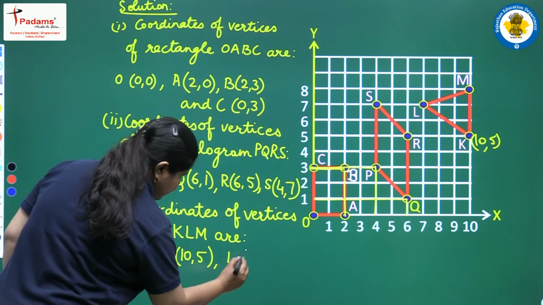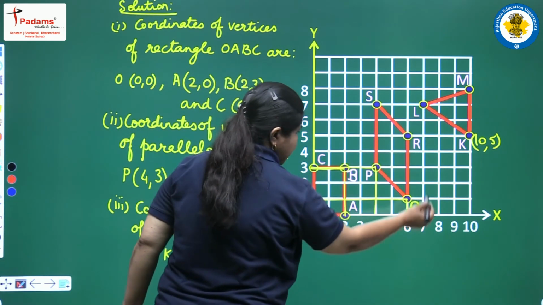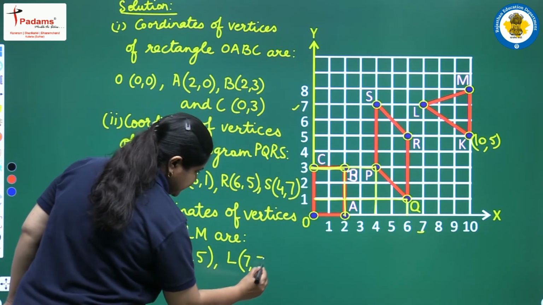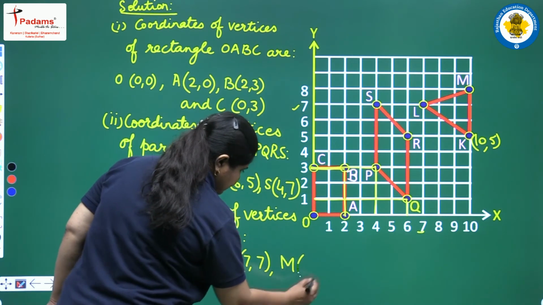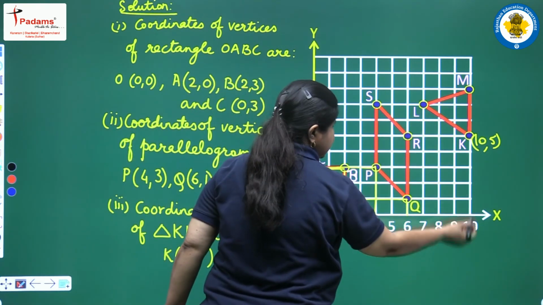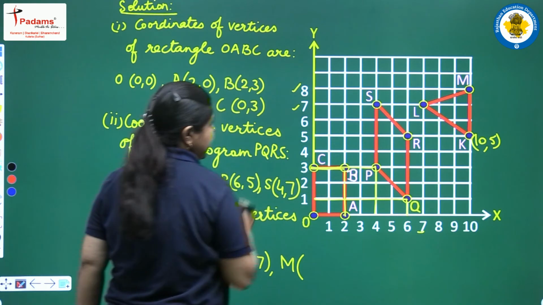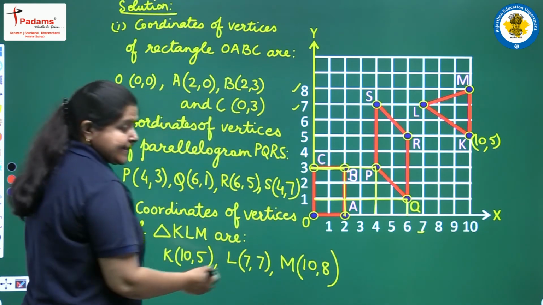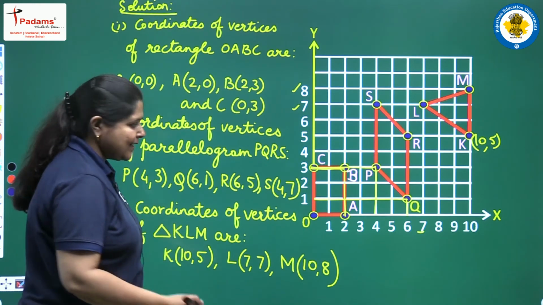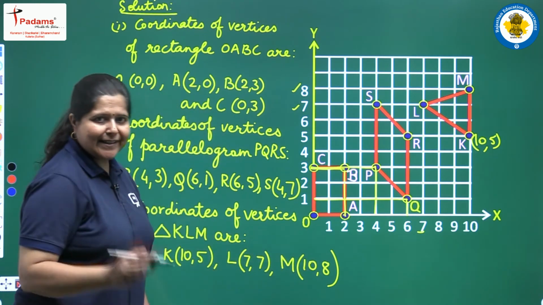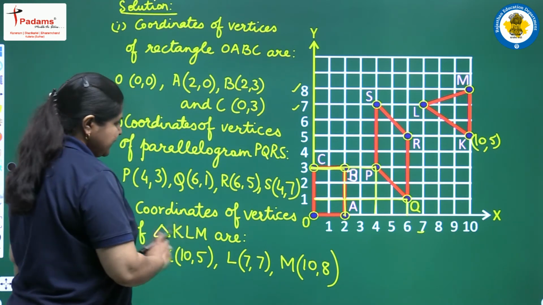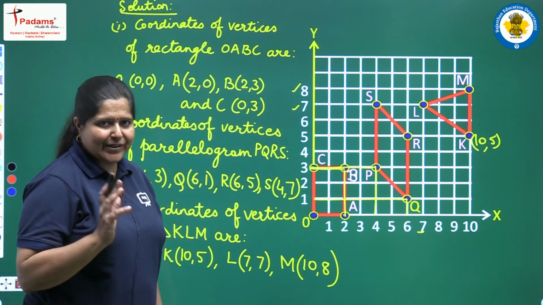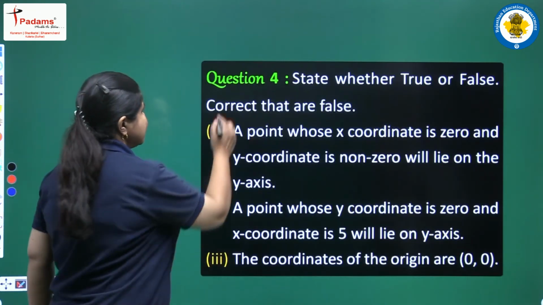Then we have L. L के coordinates देखिए आप, यहाँ से जाएंगे 7 और यहाँ पर आएंगे again 7. We have 7, 7. And then M. M, here we see 10 and here if we move we get number 8. So 10 and 8. पहला नंबर x एक्सिस का लेंगे, दूसरा नंबर हम y एक्सिस का. This is the x coordinate, this is the y coordinate. I hope it's very much clear. In this way we have written the coordinates of the vertices of all these figures. The question is complete. Next we take question 4.